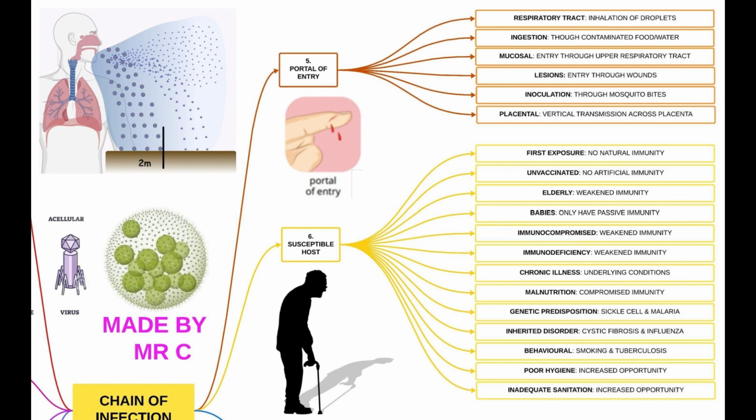You might have an inherited disorder like cystic fibrosis, where you've got a large amount of thick, sticky mucus in your lungs, and bacteria and viruses love to live in it. Your behavior might influence whether you're susceptible. If you smoke, you're going to have very damaged lungs, and therefore you'll get lots of respiratory illnesses like tuberculosis. If you've got poor hygiene, you're going to increase the opportunity for the spread of disease. And if you've got inadequate sanitation, again, you've got an increased opportunity for the spread of disease.